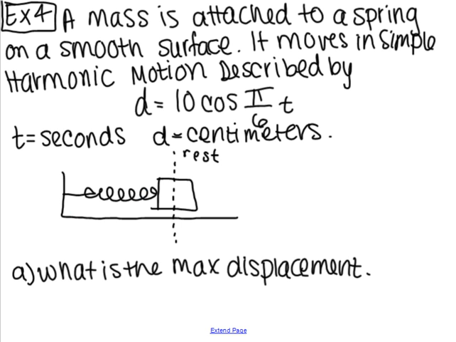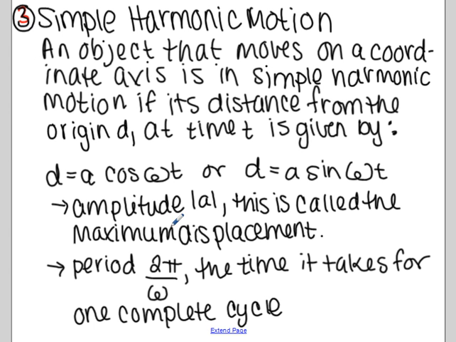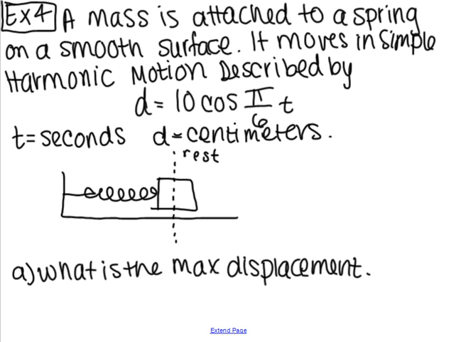So let's decide what is the max displacement. Well, before in the definitions, we said the max displacement is the amplitude. So here's my a value. This must mean that the max displacement is the absolute value of 10, which is 10. And it's not just 10, but what are the units? Centimeters.